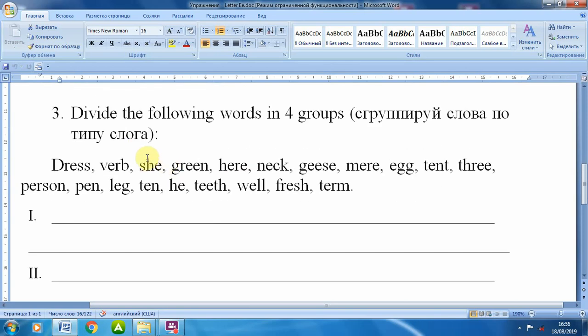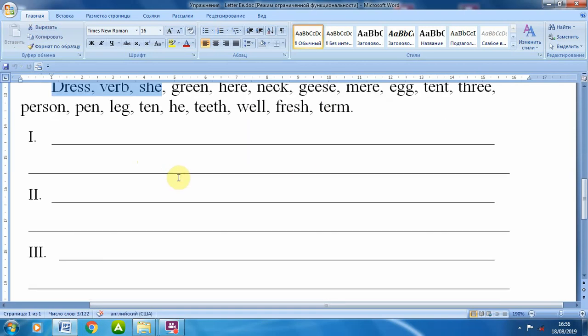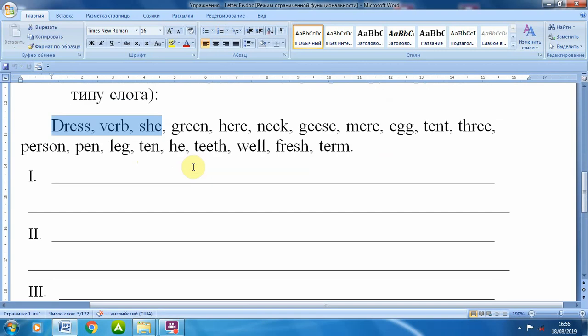So the next exercise is: divide the following words into four groups. Сгруппируй слова по типу слога. I will do three words, you should do the other words and write the answers in the comments below the video. So dress is obviously the second syllable. Verb is the third syllable. And she is the first syllable.